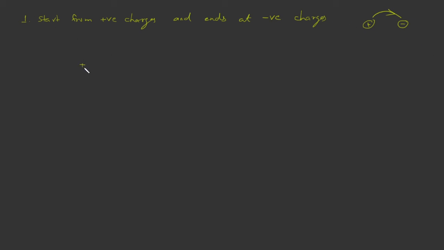If there are only single charges, then we know it will start or end at infinity. So, if it is a positive charge, it will end at infinity, and if it is a negative charge, it will start from infinity. So, that is the first property: lines start from positive charges and end at negative charges. For a single charge, they start or end at infinity.